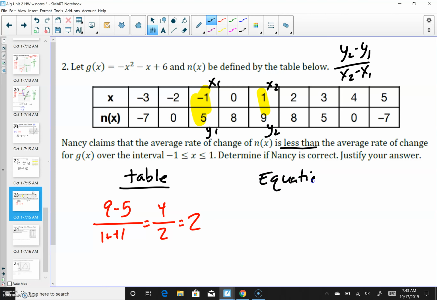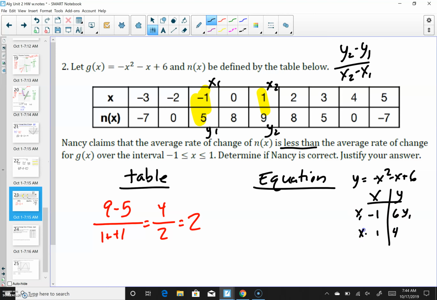Now for the equation, we're going to need to use our calculator for this piece. So you're going to want to plug into y equals on your calculator, -x squared minus x plus 6. And then we're going to go to our table. So we'll hit second graph to go to our table. And the part that we're focused on is we just need the points at -1 and 1. So we have -1, 6, and 1, 4. So there's x1, y1, and x2, y2.